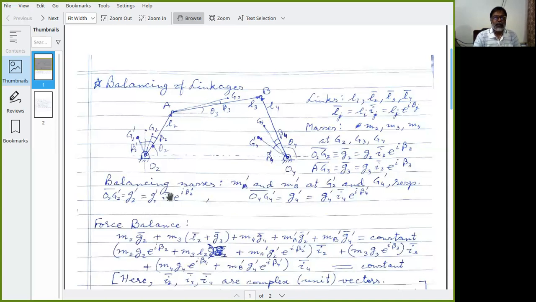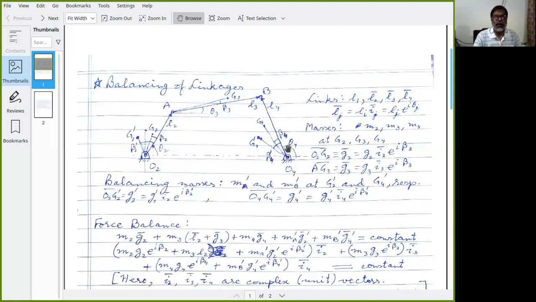And then we propose two balancing masses, MA prime at G2 prime, and MB prime at G4 prime, again described with respect to O2 and O4. So here the O2G2 prime vector will be given by the magnitude G2 prime into the unit vector in the direction of the link, into this complex number where the argument is beta 2 prime.